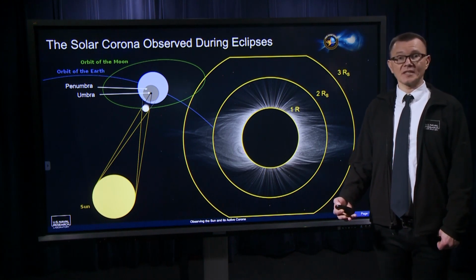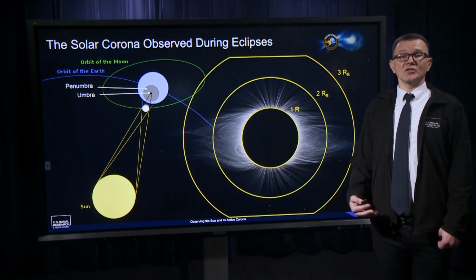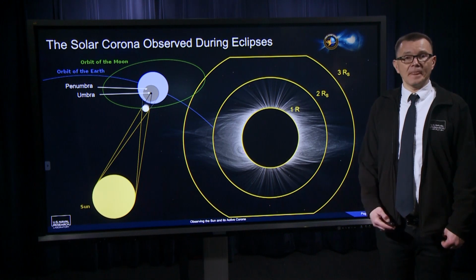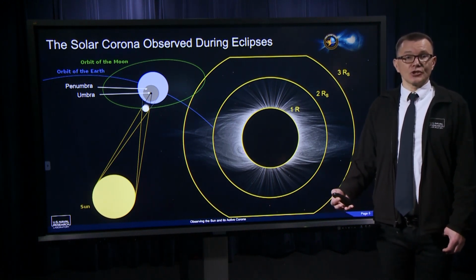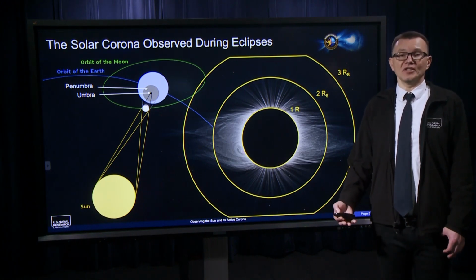The furthest we can see during eclipses is a little bit more than 3 solar radii. So to sum up, these phenomena are not only rare and short-lived, but also offer a limited view of the corona.